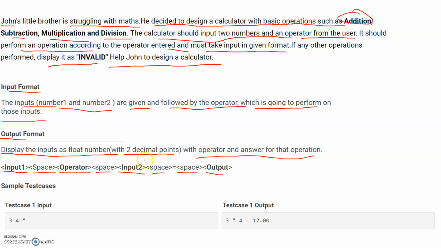Let me make it simple with one test case. Suppose our input test case is 3 4 star, then the output should be 3, then one space, then star, that is the operator, then one space, then 4, then one space, then equal to, then space, then the output should be printed like this: 12.00. This format has to be maintained, otherwise your test case will not pass.